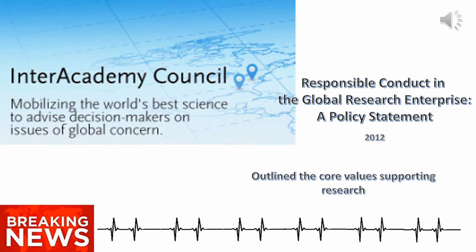In response to these trends, the world's national scientific academies, working through the Inter-Academy Partnership, at one time called the Inter-Academy Council, launched a project on research integrity in the year 2010. The first document produced was a policy statement entitled Responsible Conduct in the Global Research Enterprise, a Policy Statement. Published in 2012, this report outlined the foundational values that support research, as well as the principles and guidelines for those within the global research enterprise.